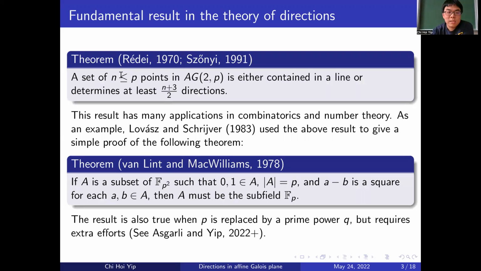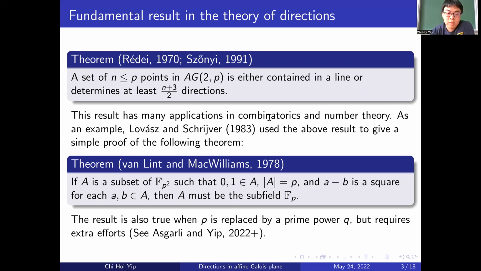This result says that if we have a set with n points, then there are just two possibilities. The first one is that all n points are collinear, in which case we just have one direction, which is not interesting. But suppose they are not all collinear, then this result says that they actually determine many directions, and they give this bound, which is roughly n over 2. This result has many applications in additive combinatorics and also number theory.